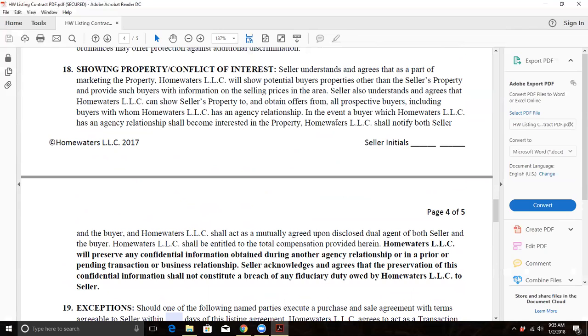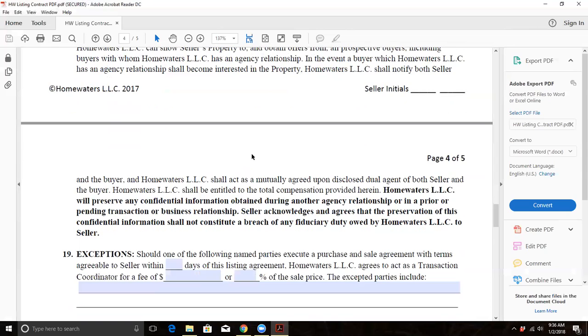Seller understands and agrees that as a part of marketing the property, Homewaters LLC will show potential buyers properties other than the seller's property and provide such buyers with information on the selling prices in the area. Seller also understands and agrees that Homewaters LLC can show seller's property to and obtain offers from all prospective buyers, including buyers with whom Homewaters LLC has an agency relationship. In the event a buyer with Homewaters LLC has an agency relationship, shall become interested in the property, Homewaters LLC shall notify both buyer and seller. Homewaters LLC shall act as a mutually agreed upon disclosed dual agent of both seller and buyer. Homewaters LLC shall be entitled to the total compensation provided herein.